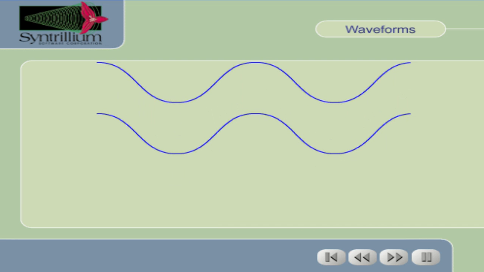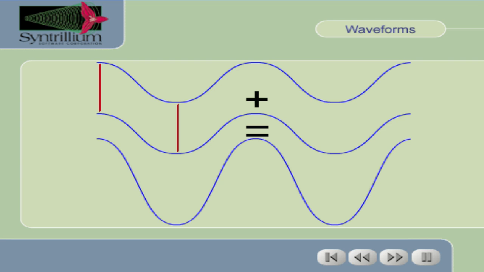When 2 or more sound waves meet, their amplitudes add to and subtract from each other. If the peaks and troughs of the 2 waveforms line up, they are said to be in phase. In this situation, each peak adds to the peak in the other waveform, and each trough subtracts from the other troughs, resulting in a waveform that has twice the amplitude of either individual waveform.